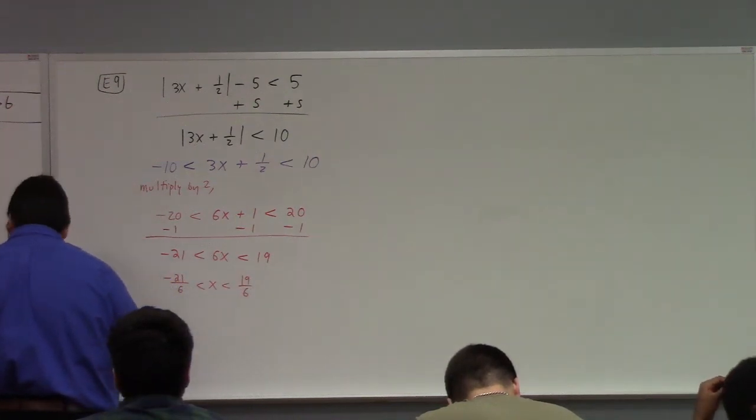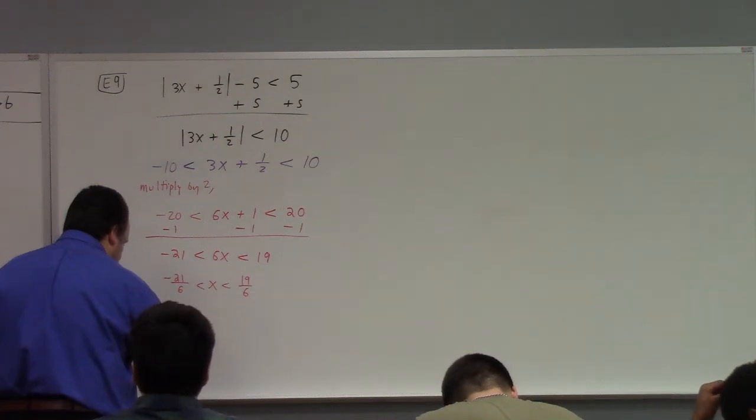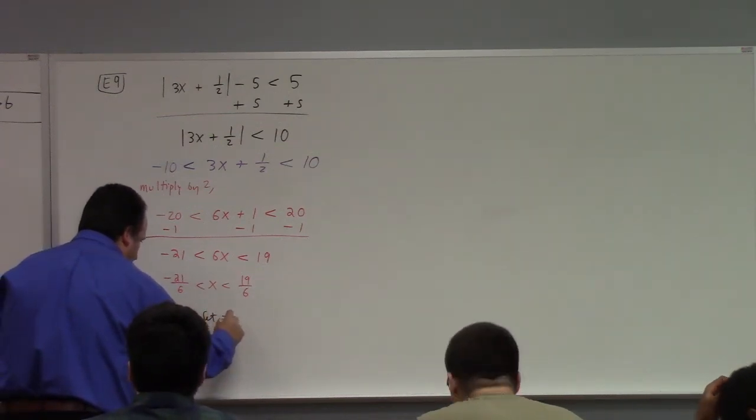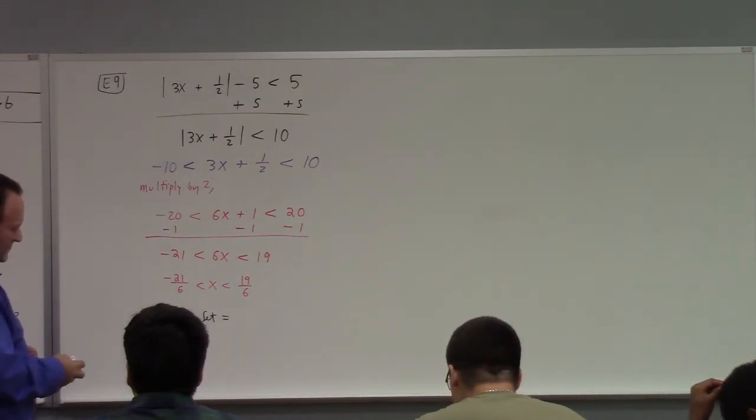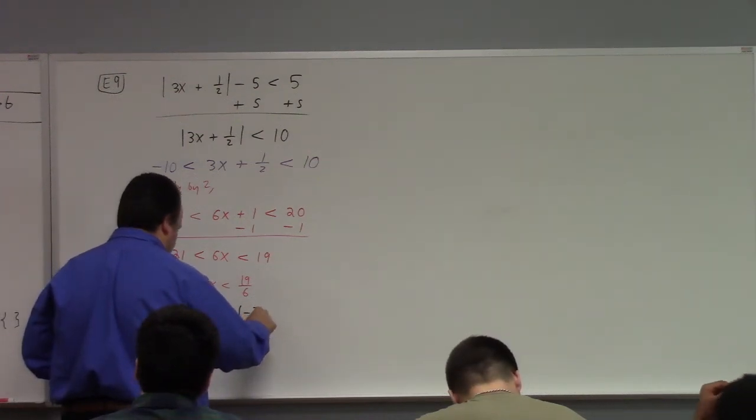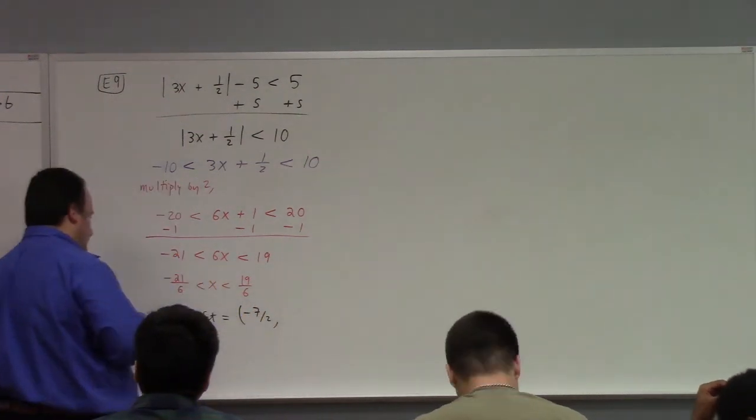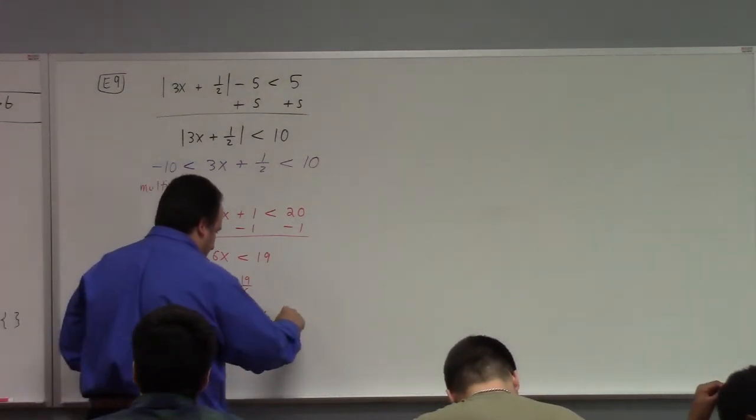So that tells me my solution set is, 21 over 6 simplifies to 7/2. So minus 7/2. The 3's cancel, right? And then 19's prime, so nothing to do about that.